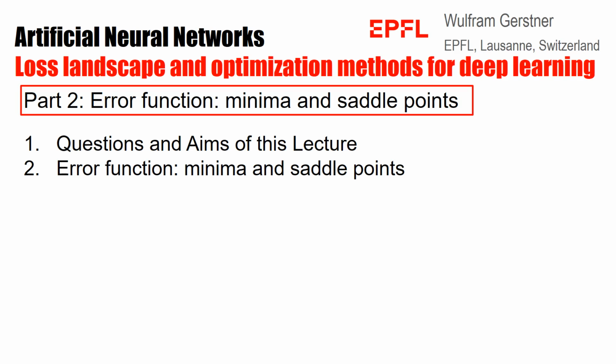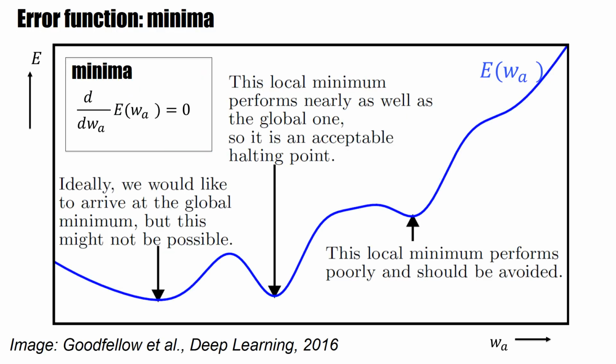Welcome to the lecture series on deep learning in artificial neural networks. In this video, we discuss the loss landscape, in particular the configuration of minima and saddle points in the loss function. When we change the weights by gradient descent, we walk along the loss function.